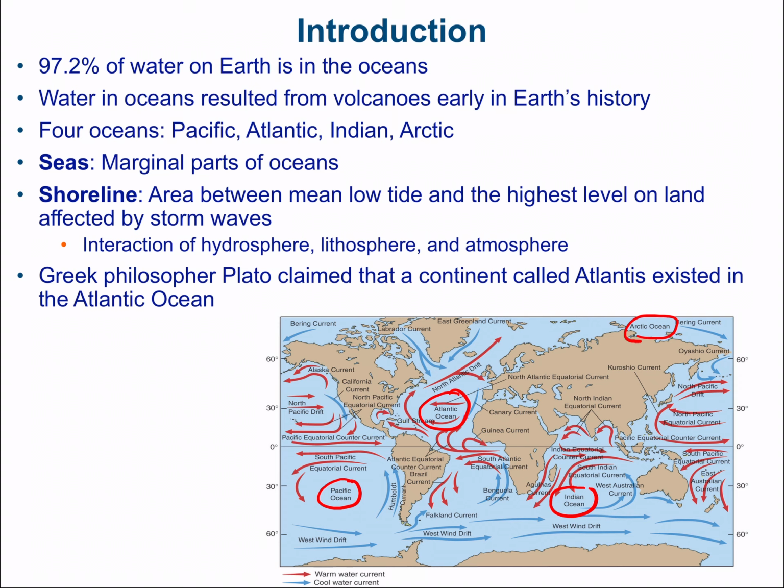Now, anytime you see the word sea, that just means a marginal part of the ocean. The word shoreline is used to denote the area between the mean low tide and the highest level on land that's affected by storm waves. It is in this particular area that you're going to have that interaction of the hydrosphere, the lithosphere, and the atmosphere.